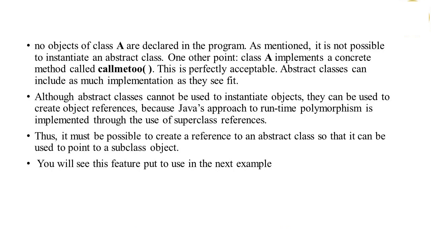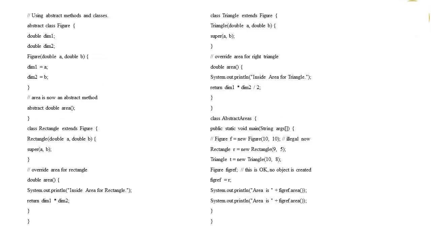Although abstract classes cannot be used to instantiate objects, they can be used to create object references because Java's approach to runtime polymorphism is implemented through the use of superclass references. Thus, it might be possible to create a reference to an abstract class so that it can be used to point a subclass object. This is demonstrated in the example.